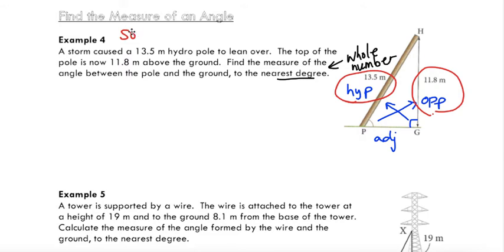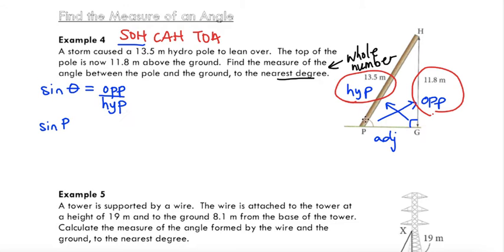And when I think about SOHCAHTOA, I need to think about which one of these uses the hypotenuse and the opposite, and that's the sine. So write your generic ratio. So sine of an angle is equal to the opposite over the hypotenuse. And now substitute in what you know. My angle is P, so that's what I'm trying to find. My opposite side is 11.8, and my hypotenuse is 13.5.